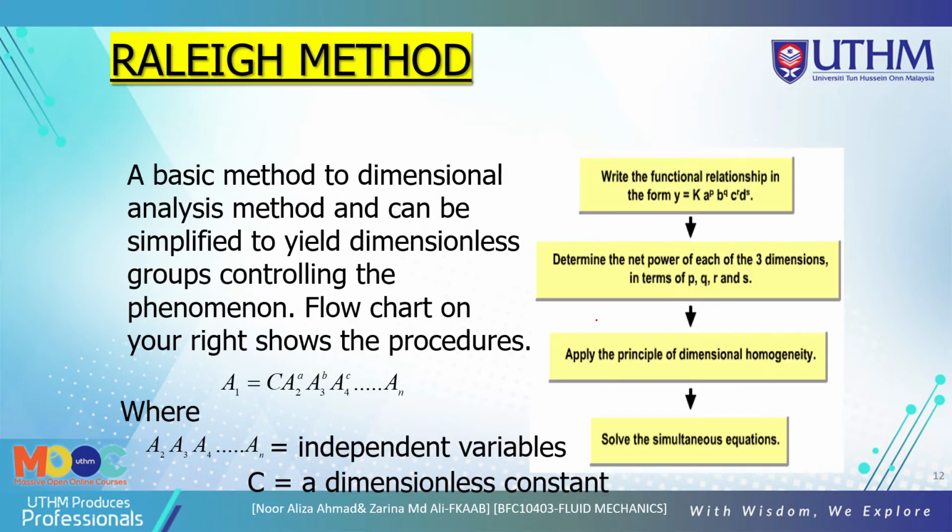Now we look at the first method, the Rayleigh method. It is a basic method of dimensional analysis that can be simplified to dimensionless groups controlling the phenomenon. The flow chart on your right shows the procedure. First, write the functional relationship in the form Y equals K A to the power of P, B to the power of Q, C to the power of R, and D to the power of S. Then determine the net power of each of the three dimensions in terms of P, Q, R, and S. Then apply the principle of dimensional homogeneity and solve the simultaneous equations. So this is the procedure of the Rayleigh method.